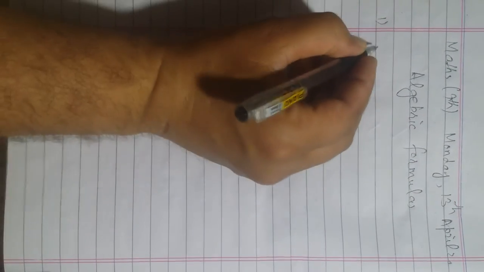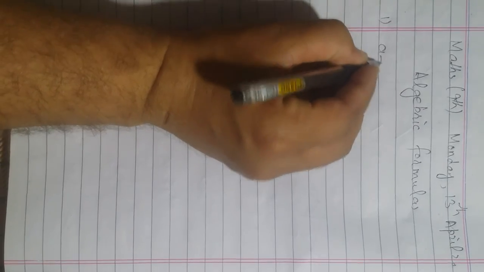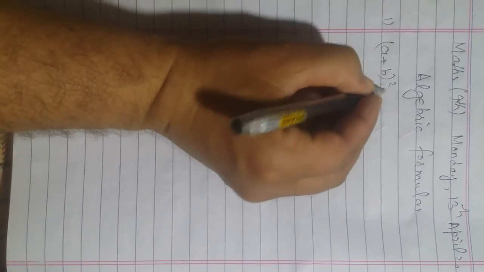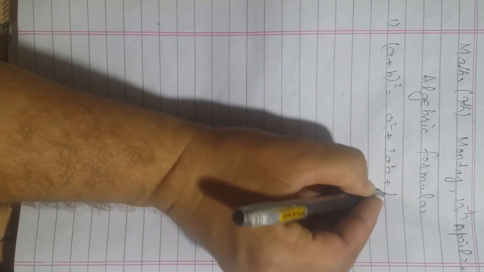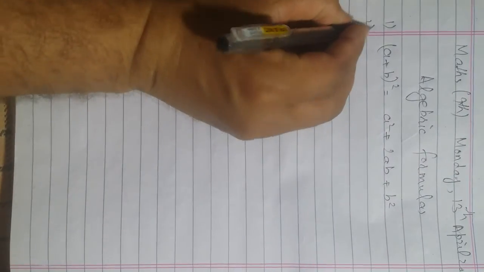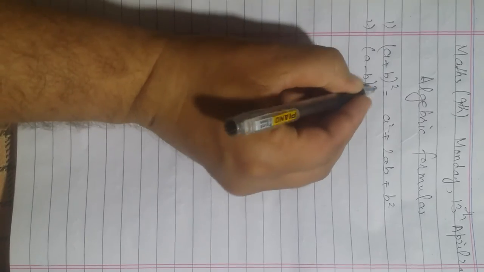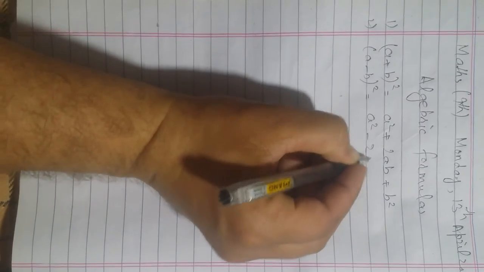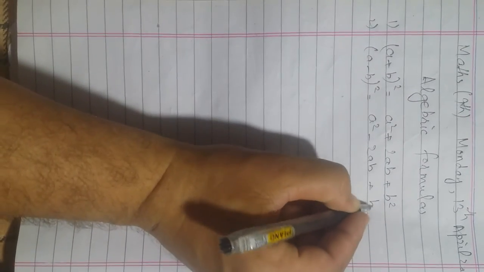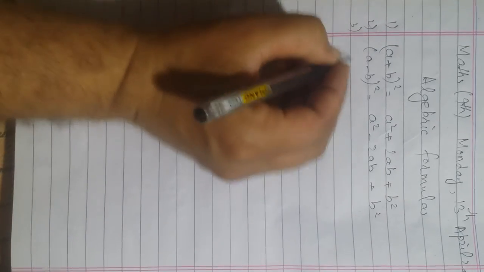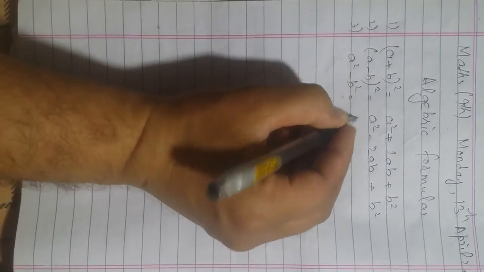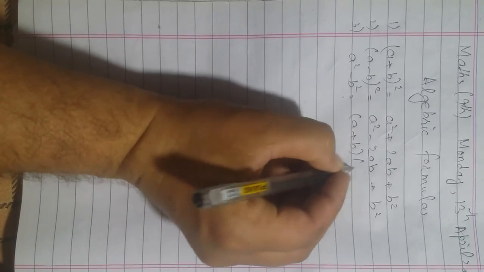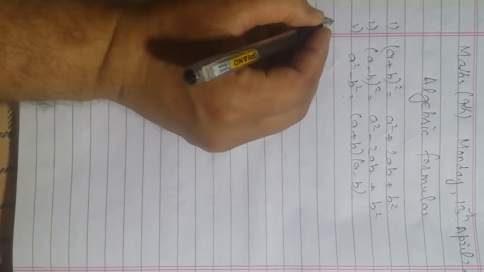First of all, we have the first formula: (a plus b) whole square is equal to a square plus 2ab plus b square. Second formula: (a minus b) whole square is equal to a square minus 2ab plus b square. Third formula: a square minus b square is equal to (a plus b) into (a minus b).